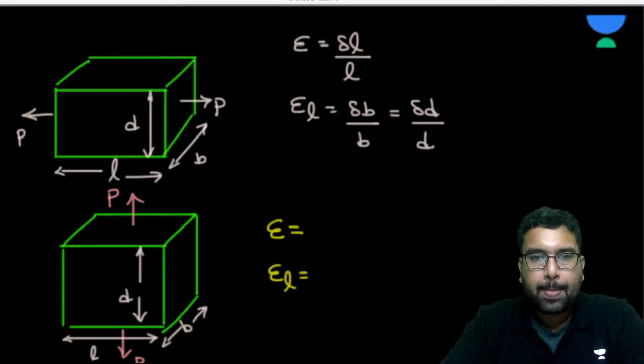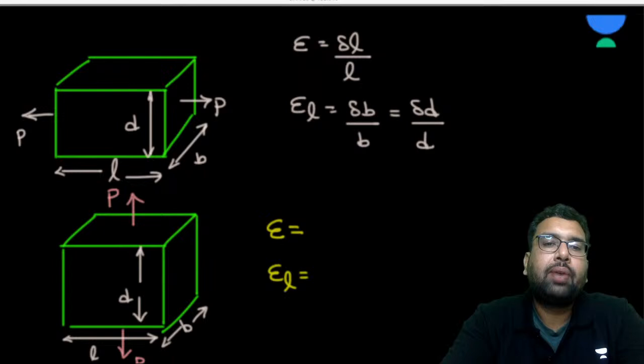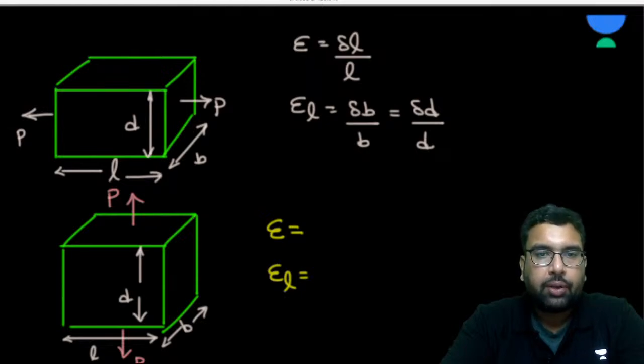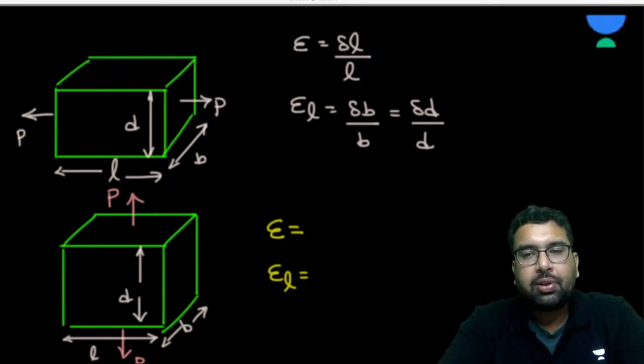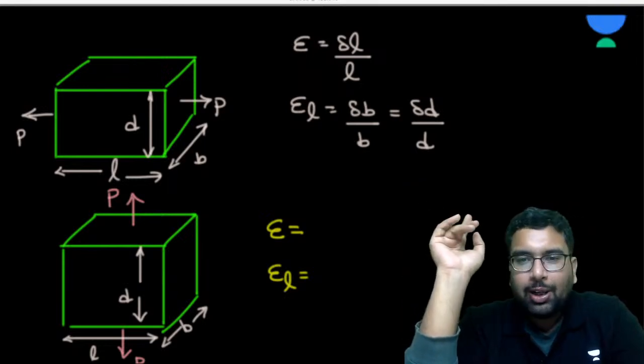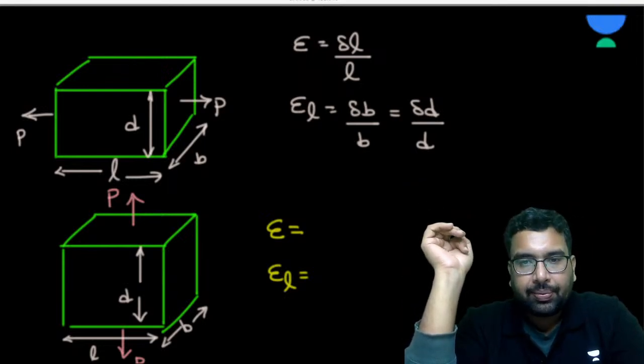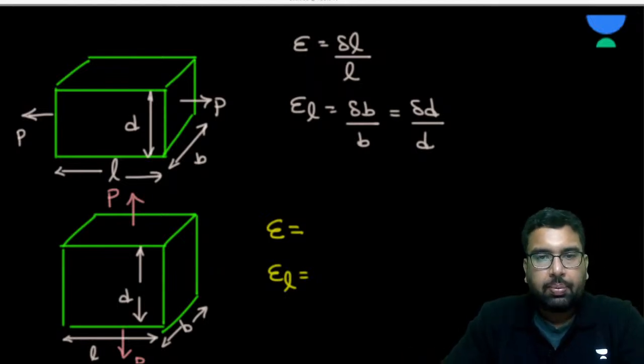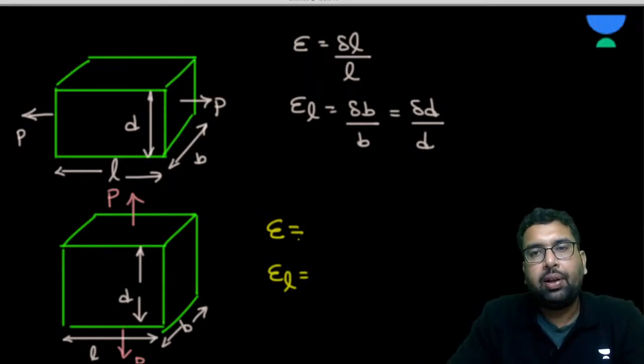See, we are trying to discuss this thing of the Poisson effect. Many students have this misconception that the longitudinal strain is the strain in the length. Longitudinal strain is not necessarily the strain in the length. Okay, see how it is. Now, please understand this. This is epsilon, and this is going to be delta D by D in this case.